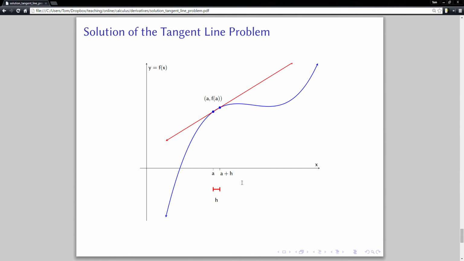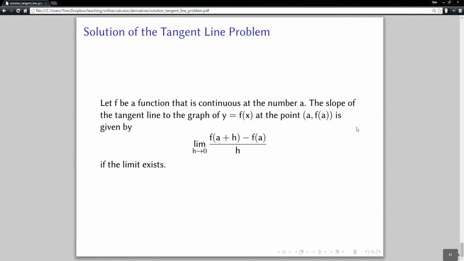Then we would look at that slope formula. As h gets closer and closer to 0, the slope of that line would be closer and closer to the slope of the tangent line. So hopefully that kind of language sounds familiar to you. What we would do is take the limit as h goes to 0 of that slope formula right there. And it turns out that that is the solution to the tangent line problem.